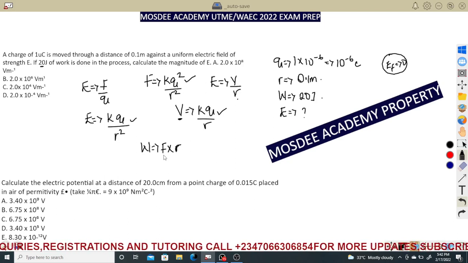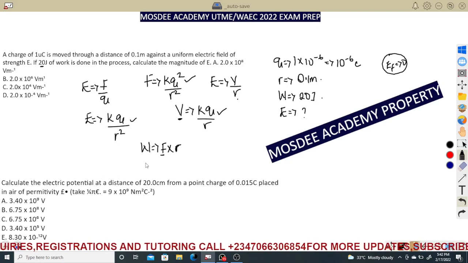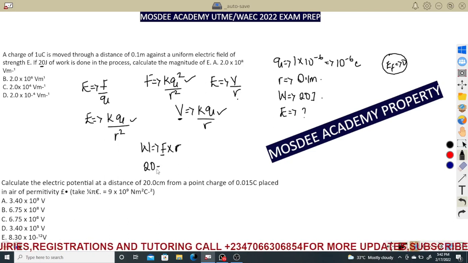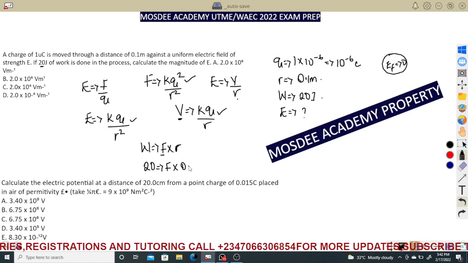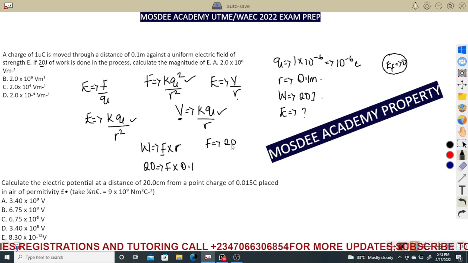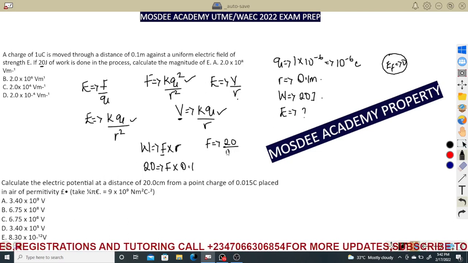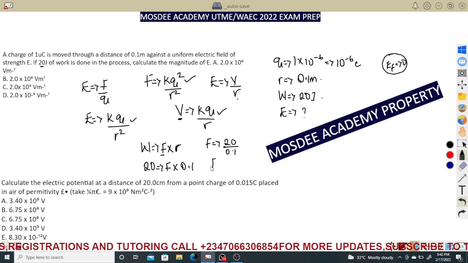But another person will say, what about this? I can do it in another way, in terms of force. If I want to do it in terms of force, what is the work done? The work done is 20. Force times the distance. The distance is 0.1. So now make F the subject of the formula. F equals 20 divided by 0.1, which is 20 divided by 1 over 10, which is 20 times 10. That's 200.